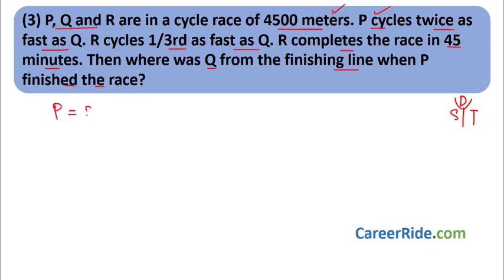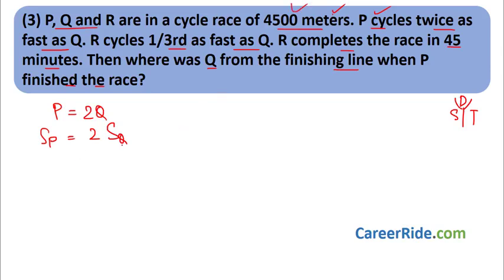P cycles twice as fast as Q. That means the speed of P is twice the speed of Q, right? If the speed of P is twice the speed of Q, now what do we know? The distance traveled is the same over here, 4500 meters, because they are running in a race.